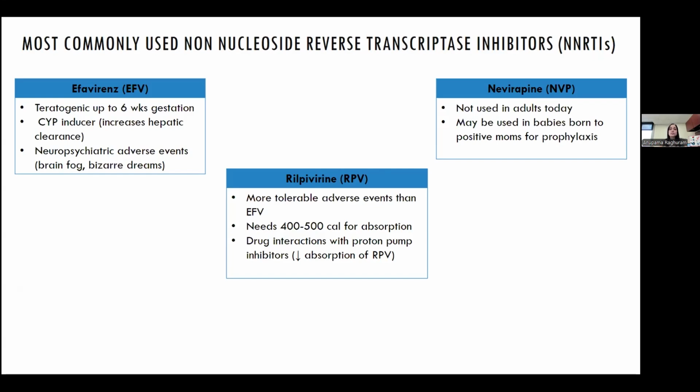Now, this particular medication does require you to eat at least 400 to 500 calories with it for appropriate absorption. You can't just get by with a granola bar or anything like that. It has to be a pretty decent meal or the regimen will fail. It will not be absorbed.